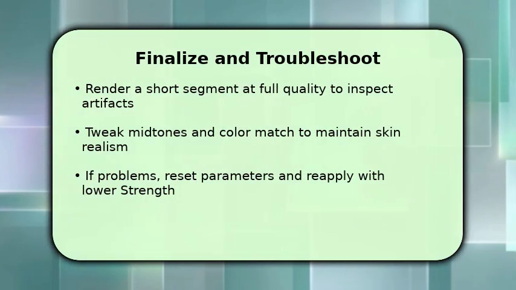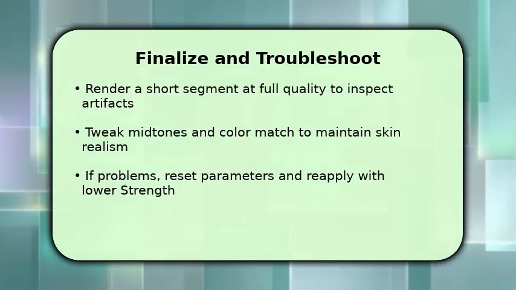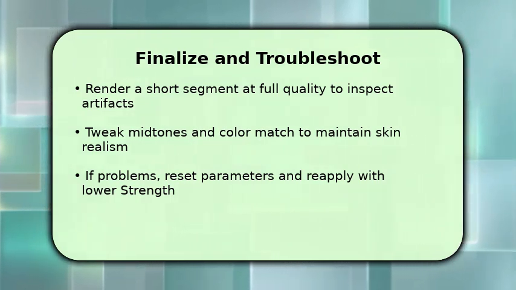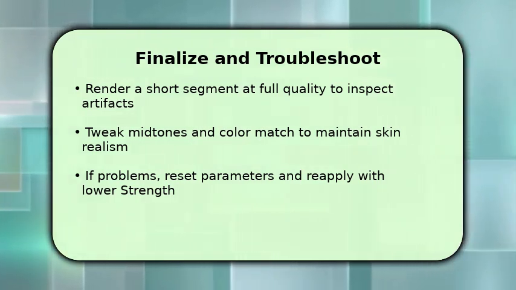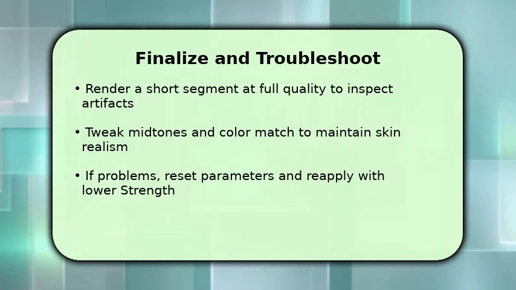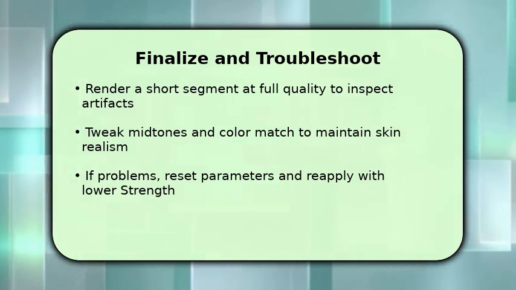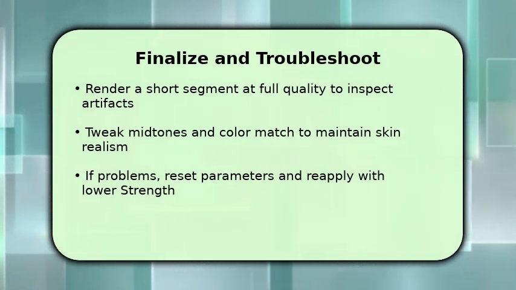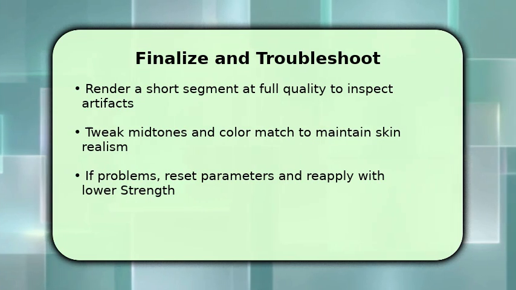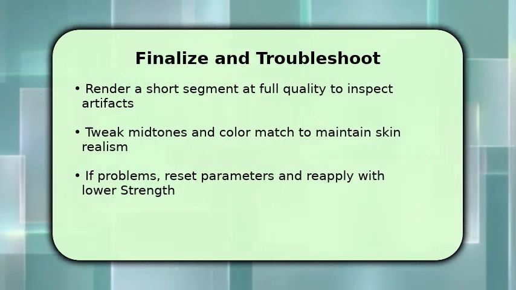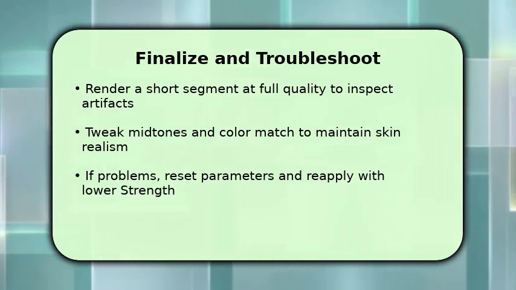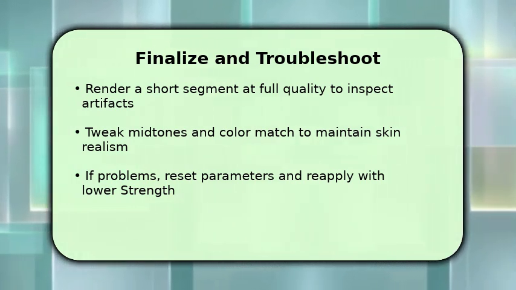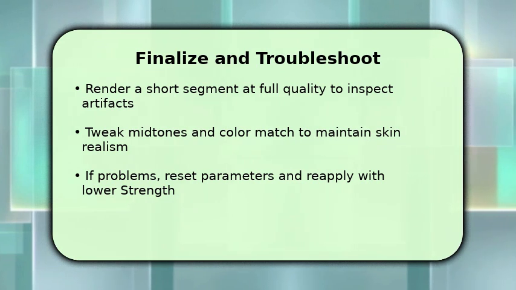Finish by rendering a short full-quality segment to inspect for artifacts and ensure motion looks natural. You'll want to fine-tune midtones and color matching so skin tones remain realistic. Use subtle color correction layers above Unbound Beauty if necessary. Once satisfied, render the final output with the timeline's native codec. If you see ghosting or oversmoothing, reset parameters and reapply with lower strength or reduce the mask area. That single troubleshooting tip fixes most issues quickly.